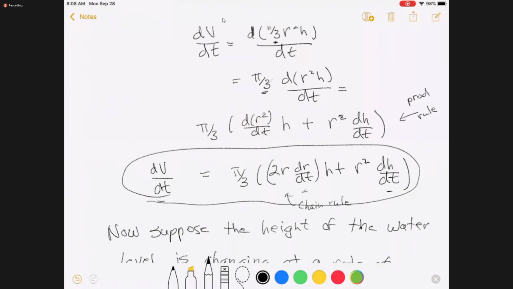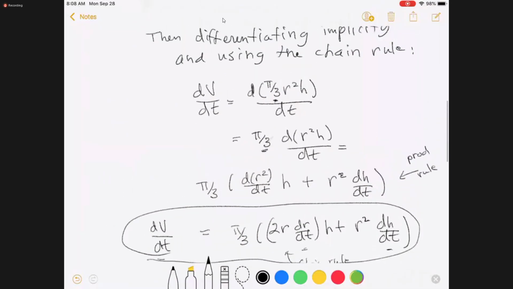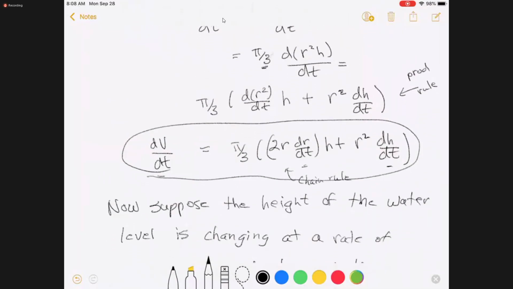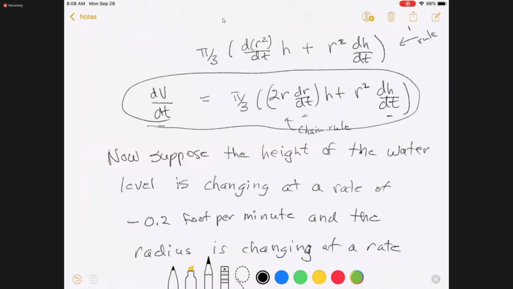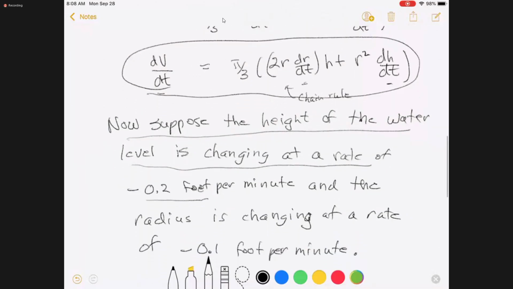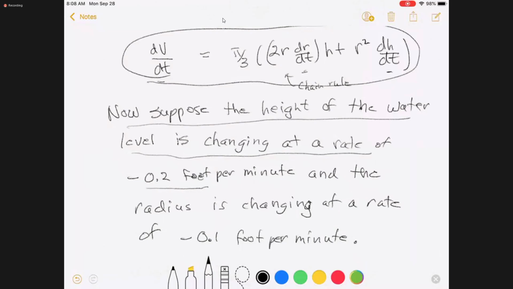All right, then let's change it to a specific problem. This was kind of general. Suppose that the height of the water level is changing at the rate of minus 0.2 foot per minute. Seems like I got this straight out of your text, actually. I rarely look at it. That ought to be feet per minute.